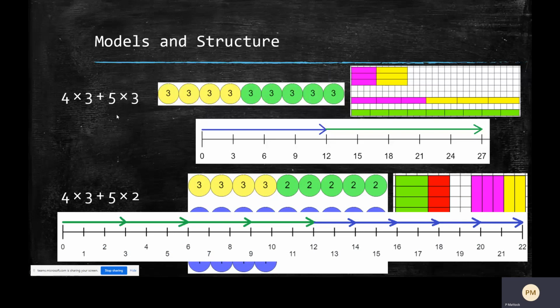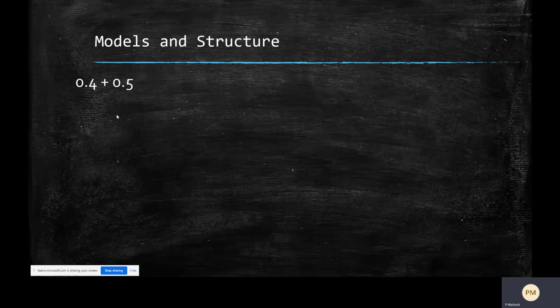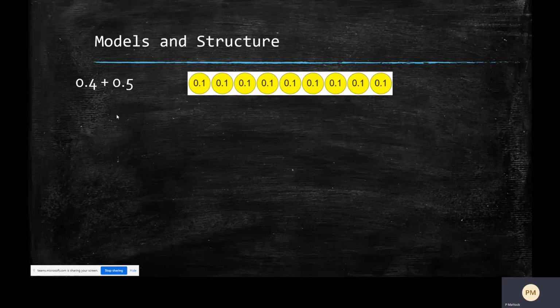And I can start to see again where multiplication does have to be evaluated before addition does, and where it doesn't, importantly. And then I can keep going with addition all the way through my curriculum. I can have 0.4 add 0.5, and that would potentially look something like this.